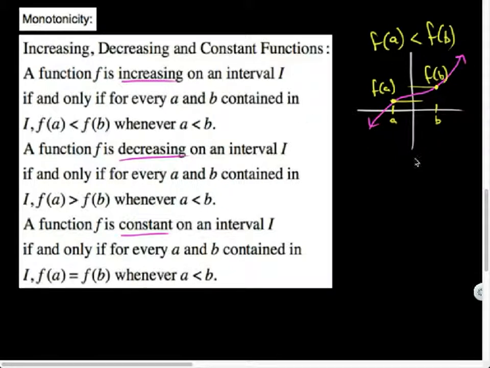I won't redraw a picture for decreasing or for constant. I think you guys get the idea.